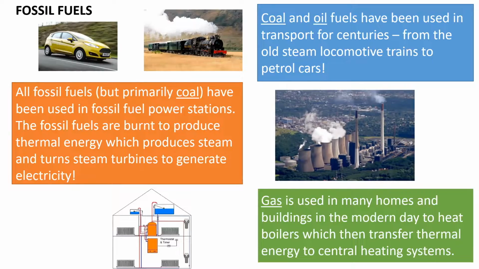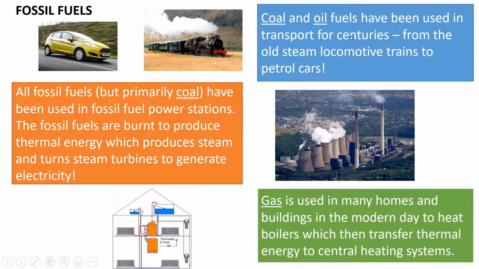All fossil fuels, but mostly coal, like the steam trains that run on coal, have been used in fossil fuel power stations. The fossil fuels are burnt to produce thermal energy, which produces steam and turns steam turbines to generate electricity. We'll see a bit later how that actually works, but it turns a turbine to generate electricity. So next one.